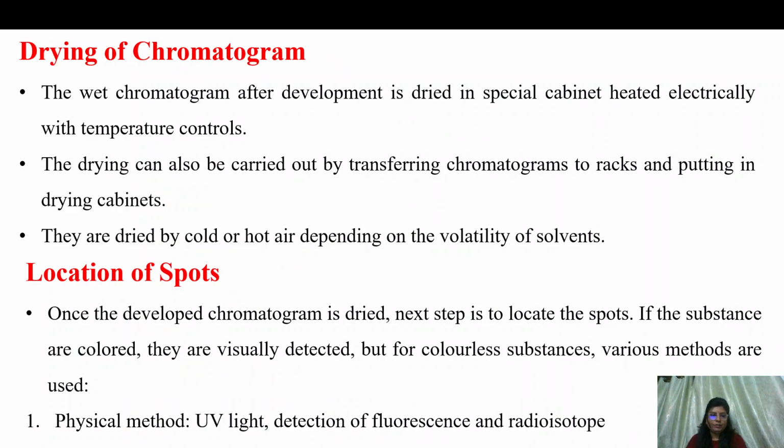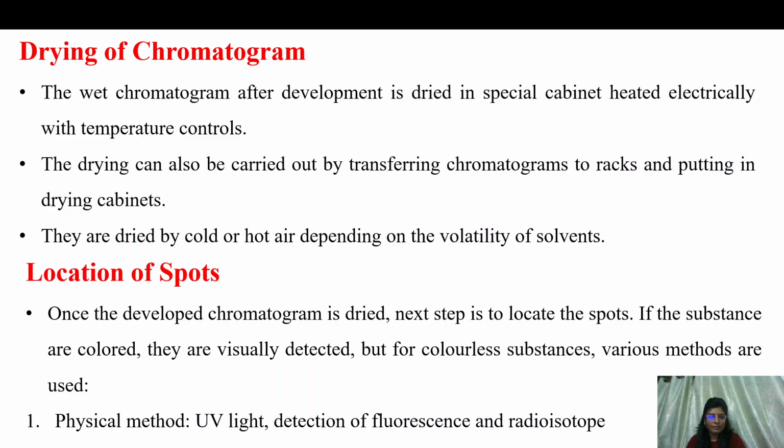Now, drying of the chromatogram. The wet chromatogram after development is dried in a special cabinet heated electrically with temperature control. You can use a dry oven, and drying can also be carried out by transferring the chromatogram onto racks and putting them into the drying cabinet. They are dried by cold or hot air depending on the volatility of the solvent, that is, how volatile your compound is.